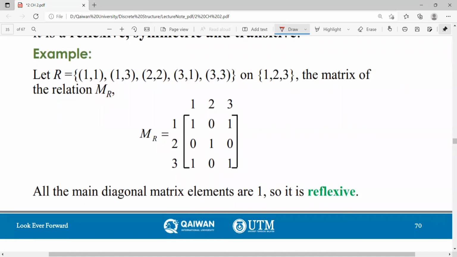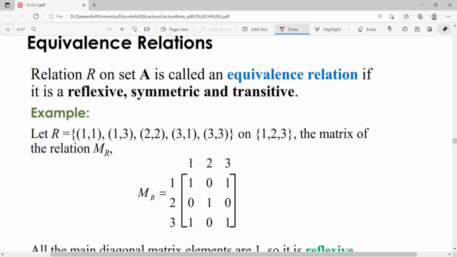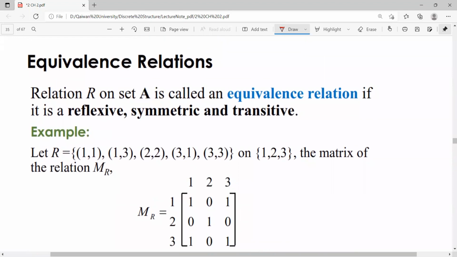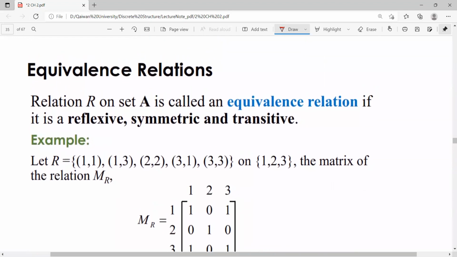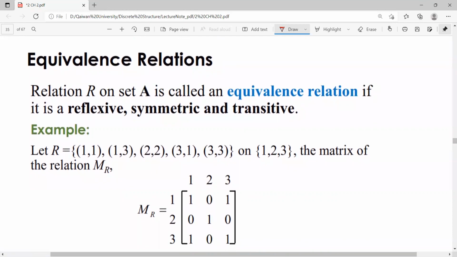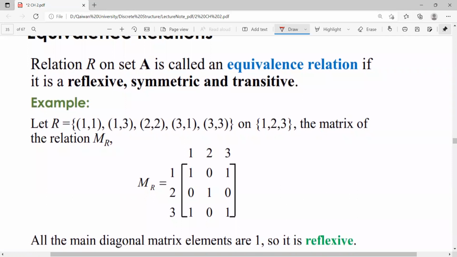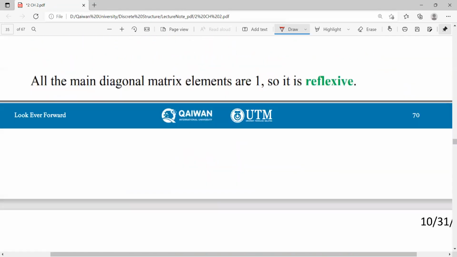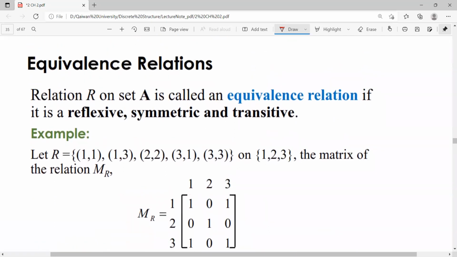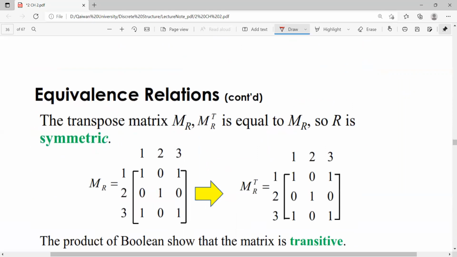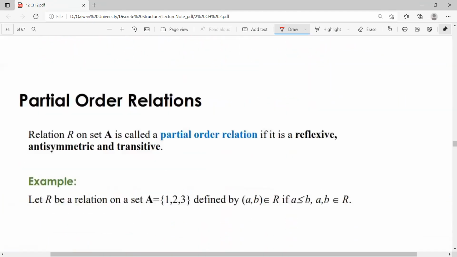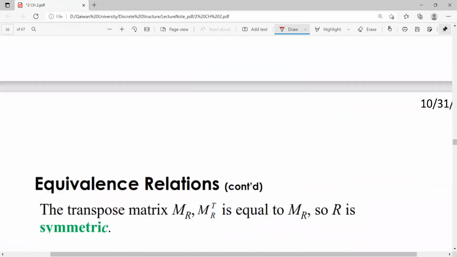And if a relation satisfies these three, the relation is called an equivalence relation. So if a relation doesn't satisfy one of them, we say that's not an equivalence relation. Okay, this is the example.